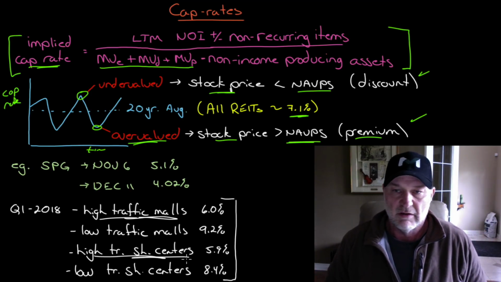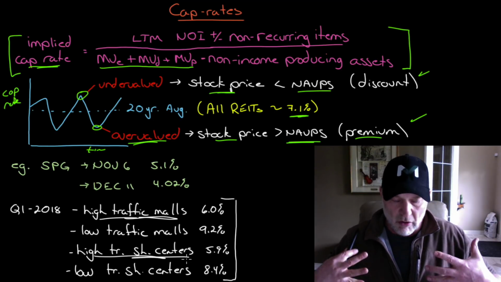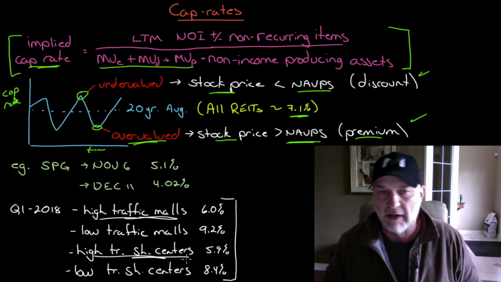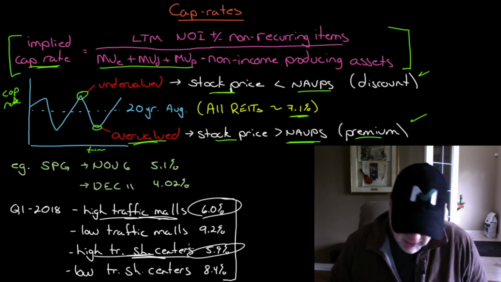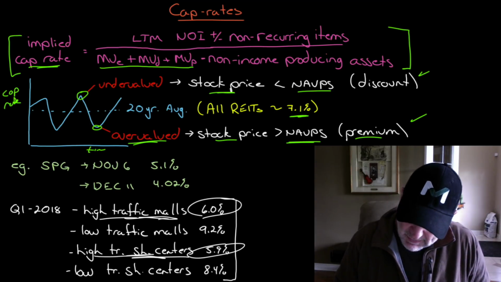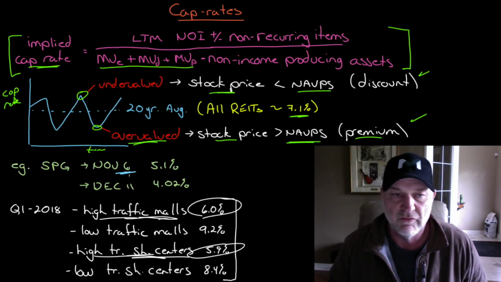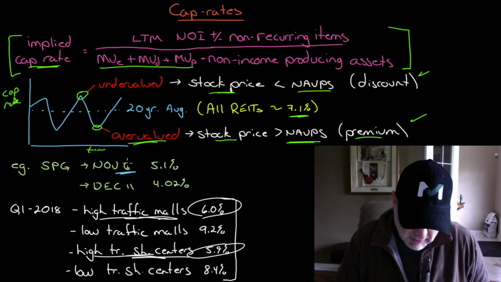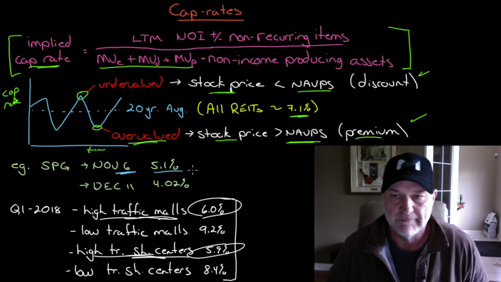And in every city, there are A properties and B properties. A properties are prime locations. That's where all the big tenants are, the anchor tenants are. Those are high traffic malls, or what are called high productivity malls. So if you look at high traffic malls and high traffic shopping centers, cap rates were 6%, 5.9%, roughly 6%. On November 6th, this is the Friday before the Pfizer Monday, Simon Property Group stock price closing gave it an implied cap rate of 5.1%.